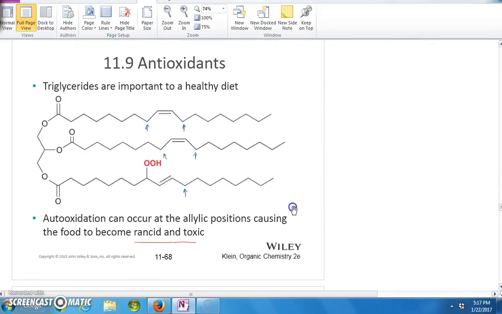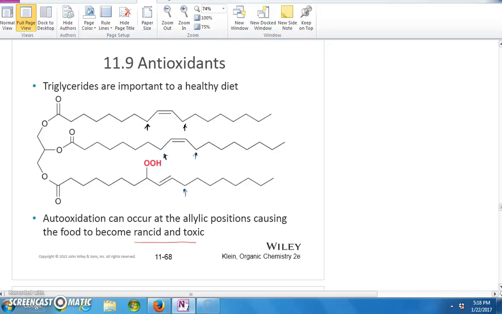Now, let's look at triglycerides, which are a very important part of a healthy diet. You can see that here we have some allylic hydrogens at this position, at this position, and at this position. Now, these allylic hydrogens are susceptible to autooxidation. And that is the reason why triglycerides can actually become rancid and toxic.